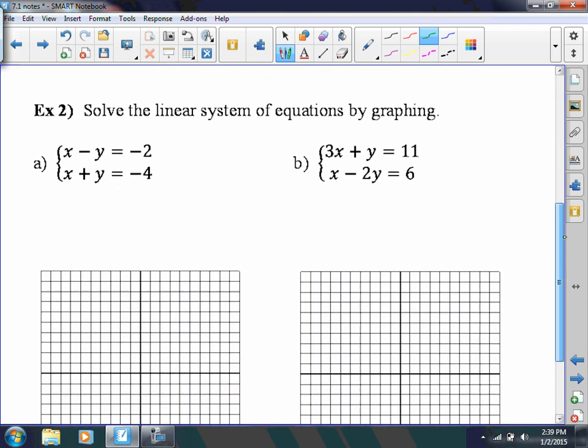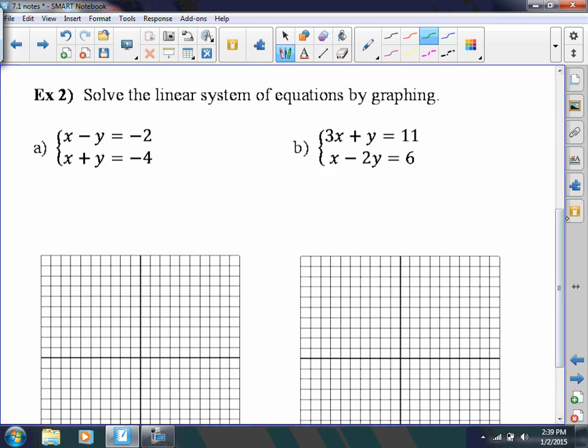And here are the two examples that we're going to do to practice that. For part A, I have a system, and the nice thing about a system of equations is that it's always written with these squiggly brackets. The x's are going to be lined up, the y's are going to be lined up, and then the numbers are going to be lined up.